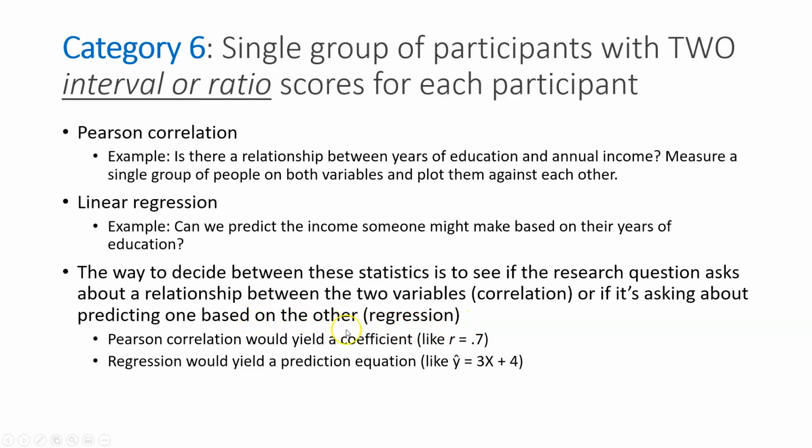if it's asking about predicting one based on the other, and that would be regression. So like I said before, a Pearson correlation would yield a coefficient like r equals 0.7, reflecting a pretty strong relationship between two variables, and a regression would yield a prediction equation, something like y hat equals 3x plus 4, where y hat is the predicted value of your dependent variable and x is the values of your independent variable.